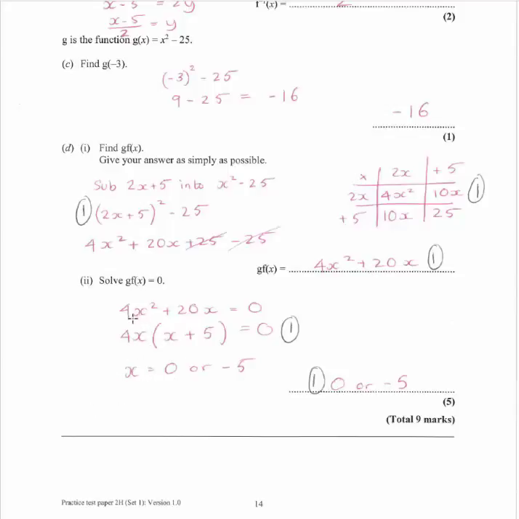Factorize it. I can see that 4x goes into both of these. 4 goes into 4 and 20, and x goes into that, and x goes into that. So they both share a factor of 4x. 4x times x gives me x squared. 4x times 5 gives me 20x. So these two things are multiplied together and make an answer of 0. So to make that happen, either this bit has got to be 0, which means that x is 0, or this bit has got to be 0, which means that x is minus 5.